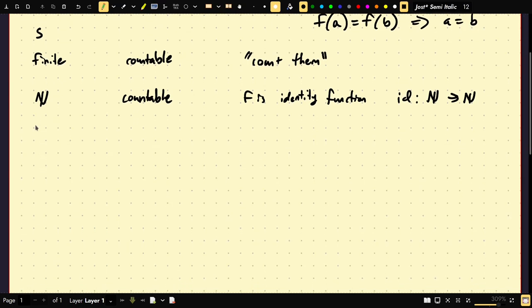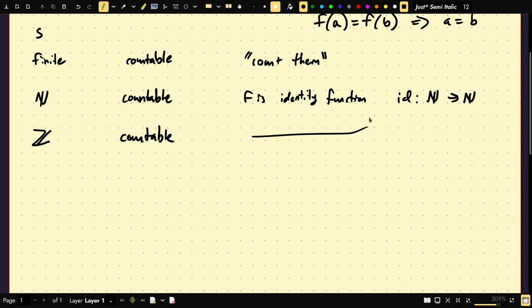Okay. So what about the integers? Your first attempt might be, well, if I start counting 0, 1, 2, what about the negatives? I have to go back and count them. It turns out that this is countable. You just have to count it in a funny way.